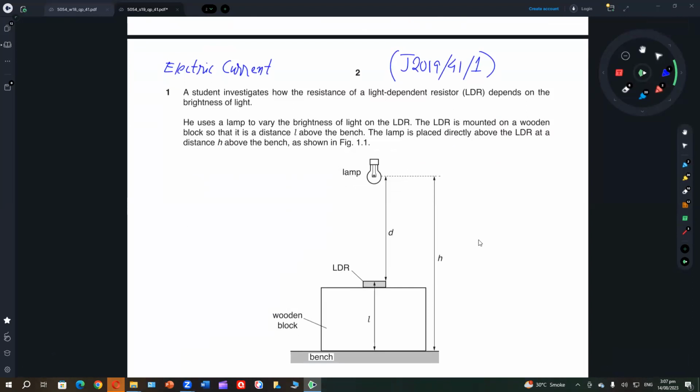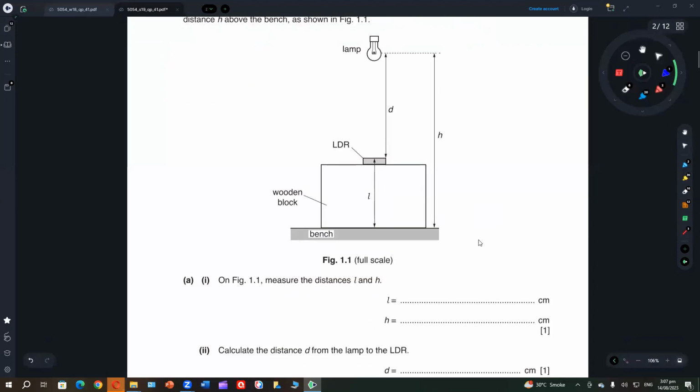A student investigates how the resistance of an LDR depends on the brightness of the light. He uses a lamp to vary the brightness of light on the LDR. The LDR is mounted on a wooden block so that it is a distance L above the bench. The lamp is placed directly above the LDR at a distance H above the bench as shown.